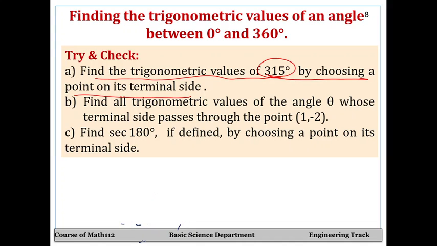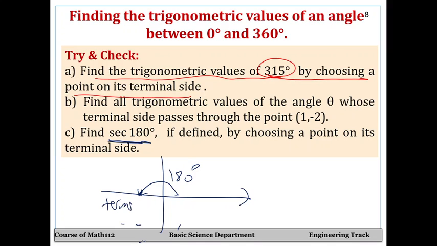Now, when it comes to this question, again, the secant of 180 degrees. Let's look here. 180 degrees is this. Now, what's the terminal side? The terminal side is this one. Take a point, I will take (-1, 0). And how do we find secant theta? Secant theta is 1 over cosine theta.